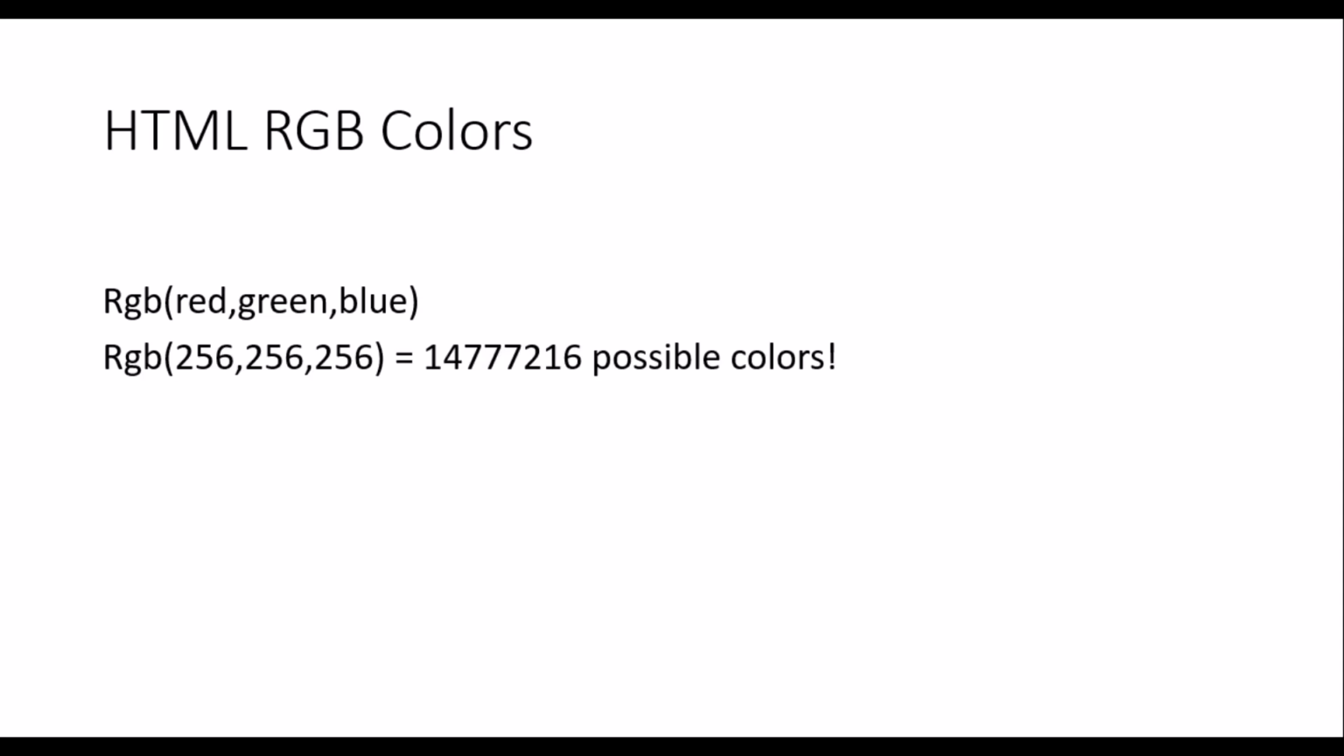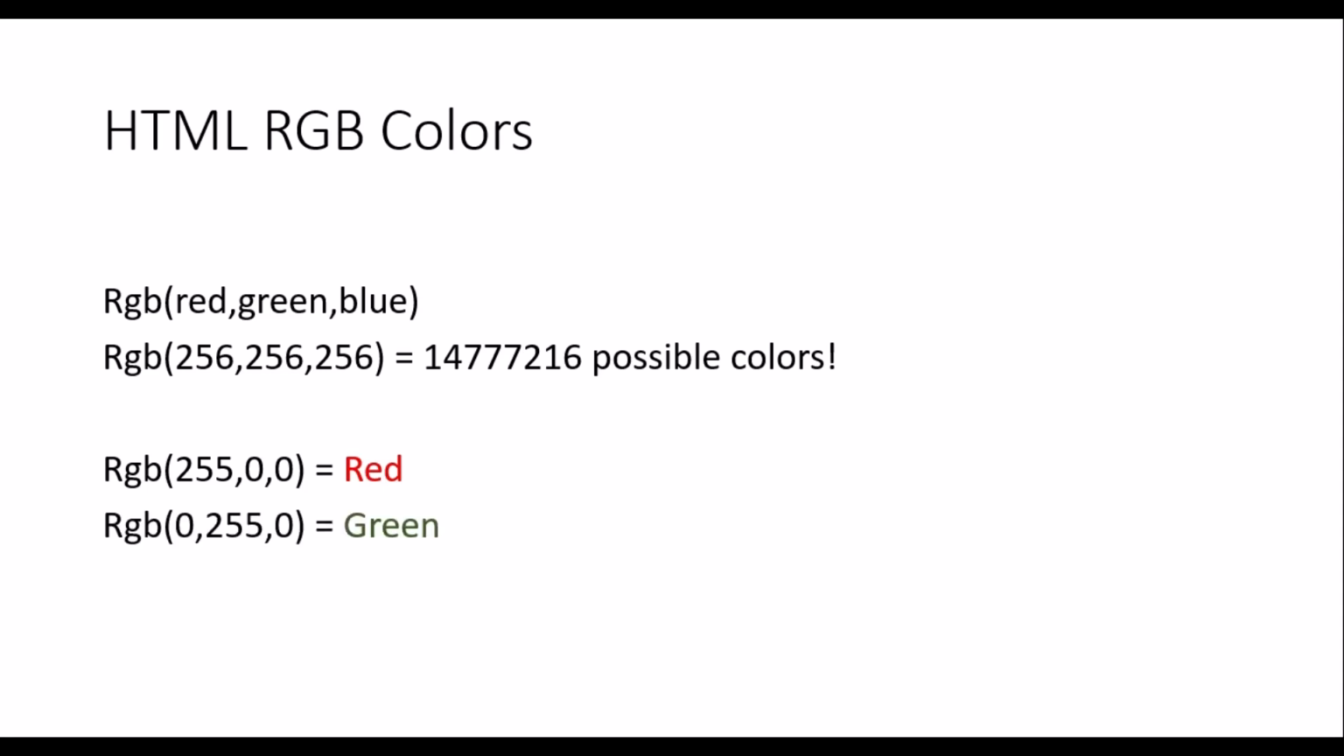Each parameter, red, green, and blue, defines the intensity of the color with a value between 0 and 255. This means that there are 256 possible values, as you can see on the screen. For example, RGB(255, 0, 0) is displayed as red because red is set to its highest value, which is 255, and the two others, green and blue, are set to 0.